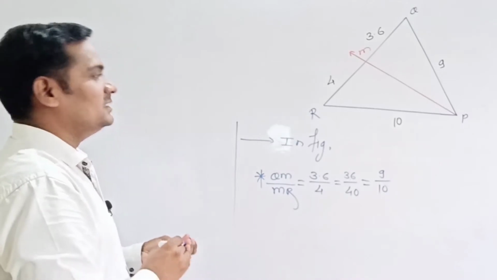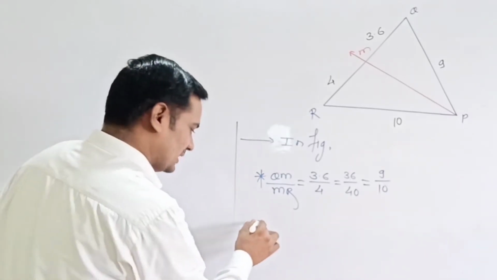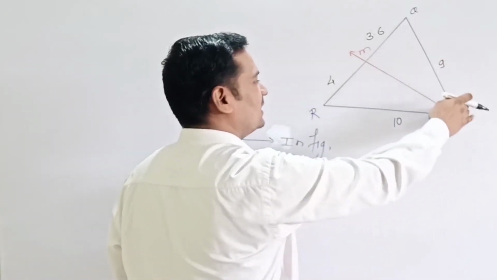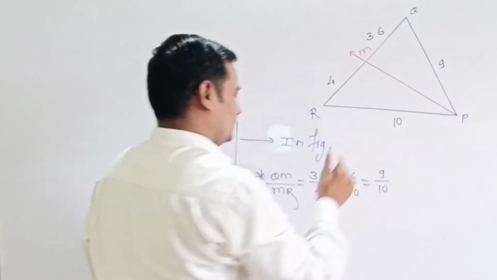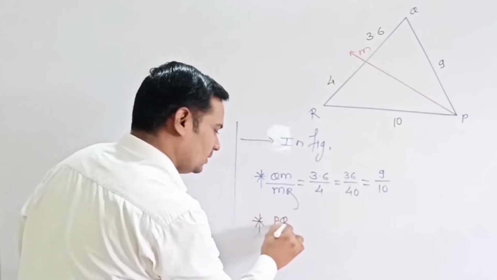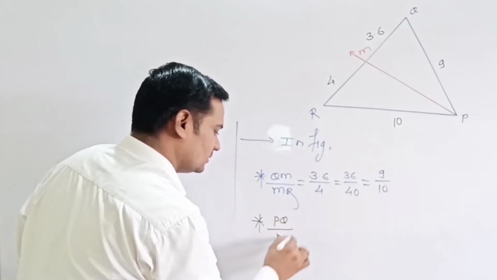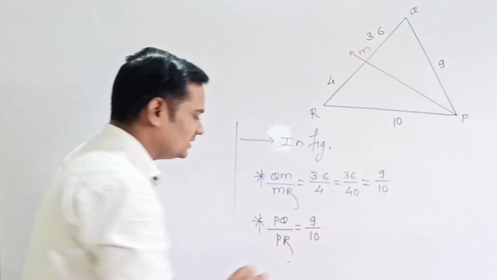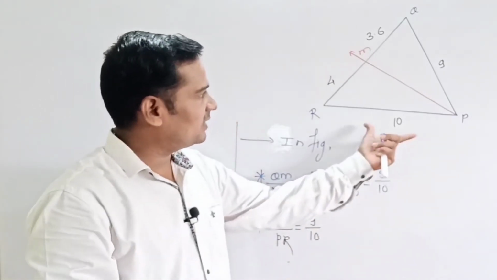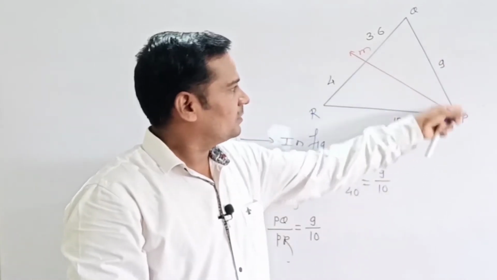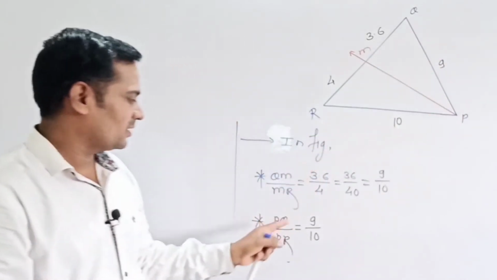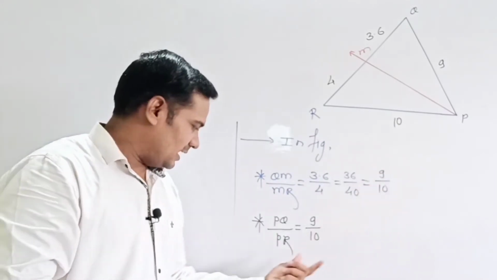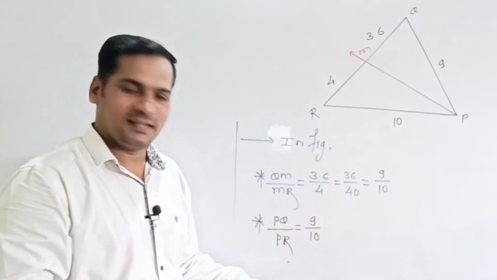So let's check out the second ratio of the remaining two sides. Now which are the remaining two sides? This first side PQ and PR. So PQ upon PR is equal to 9 upon 10. Now look at this, 9 upon 10. These are the lengths of PQ and PR. Now the first ratio is 9 upon 10 and the second ratio is also 9 upon 10.